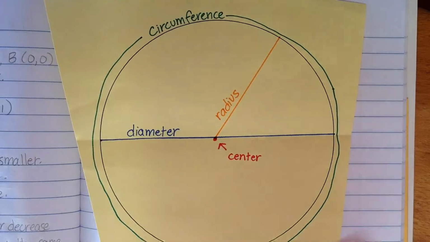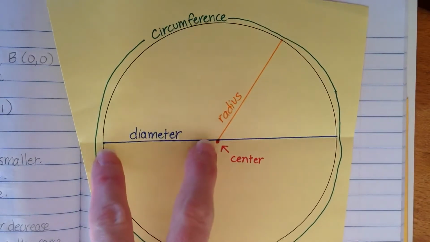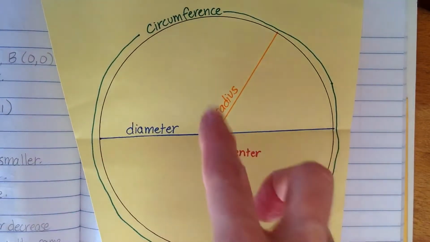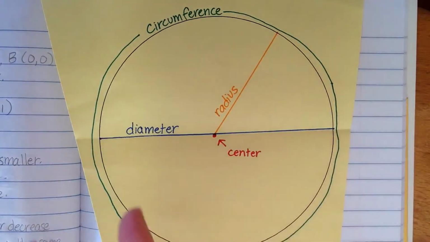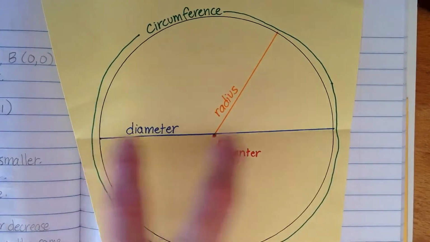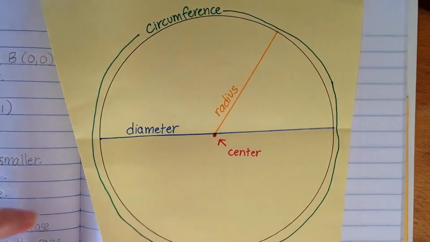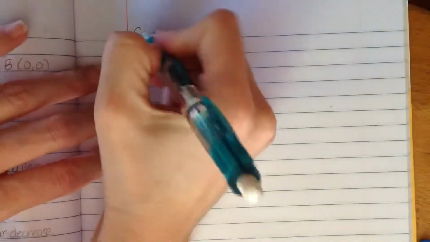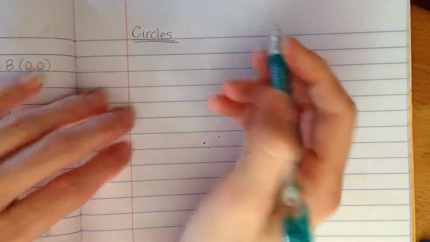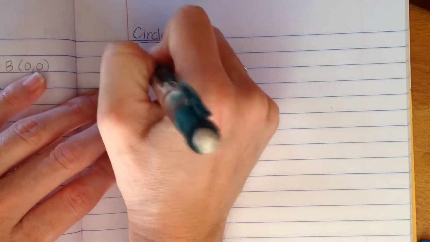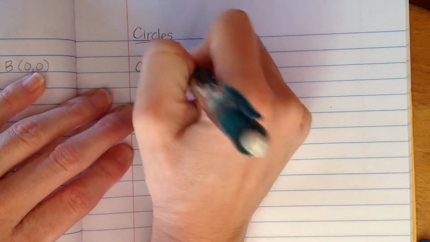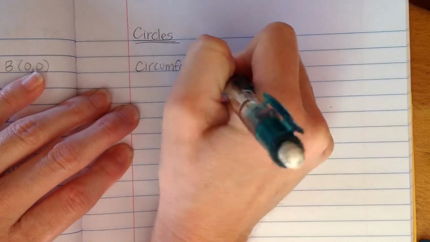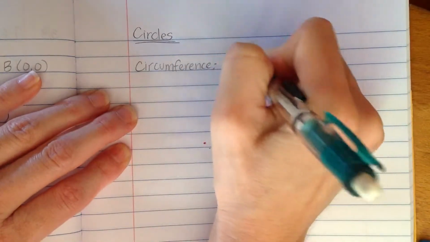Now, in talking about this, I want you to notice that a diameter is essentially two radiuses, right? I don't know if it's radiuses or radii, whatever. So a diameter is the same thing as 2 times a radius. So I want to make a little note here. So where's my pencil? Here we go. All right, circumference is the distance around a circle.